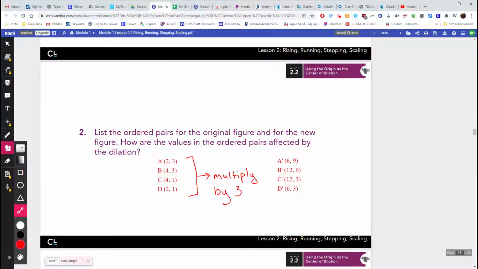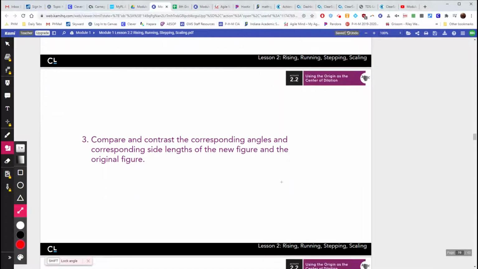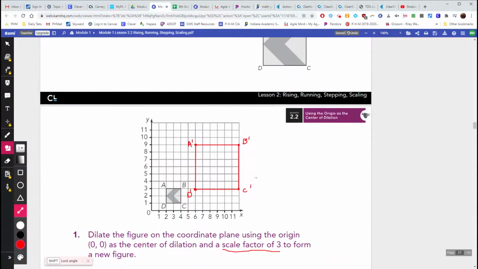Here are the original coordinates of the pre-image, and here are the coordinates of the image. We got them by just multiplying by 3. Now let's compare and contrast the corresponding angles and the corresponding side lengths and write down what we notice.